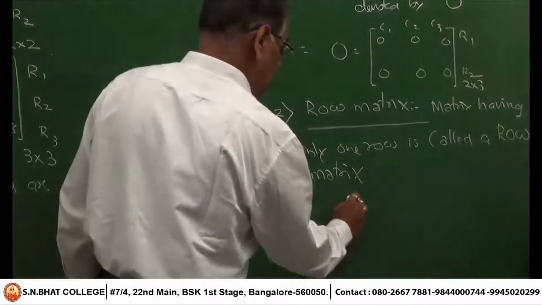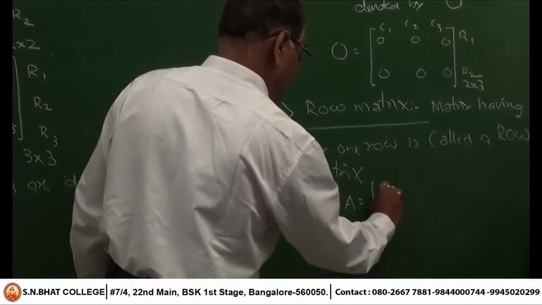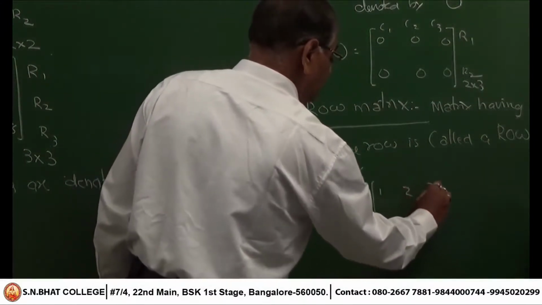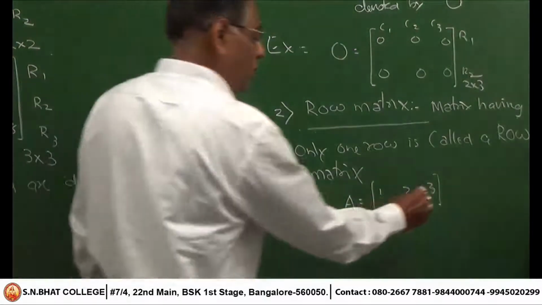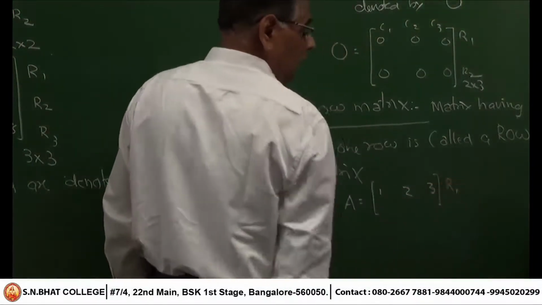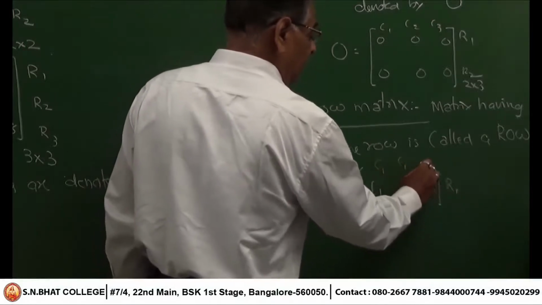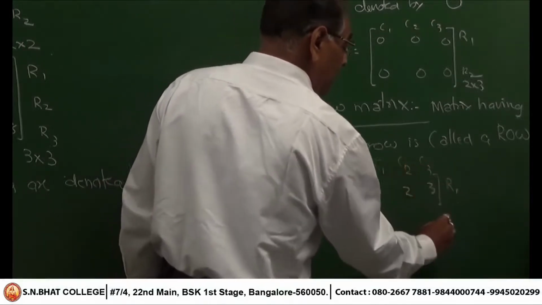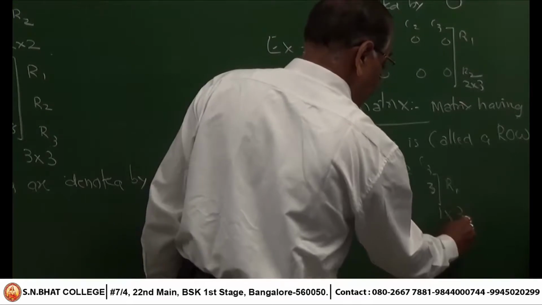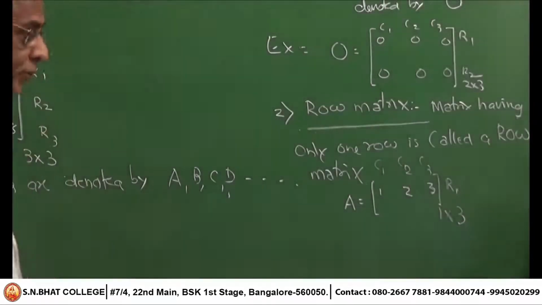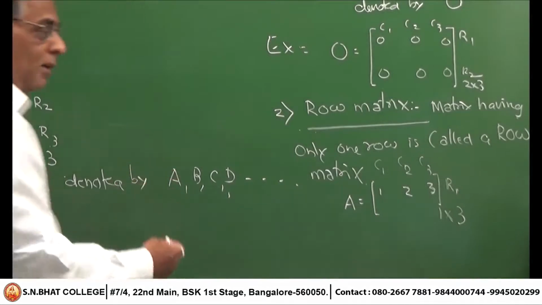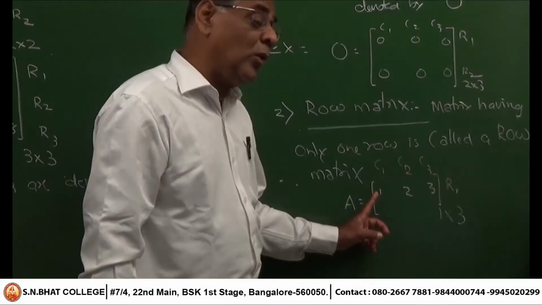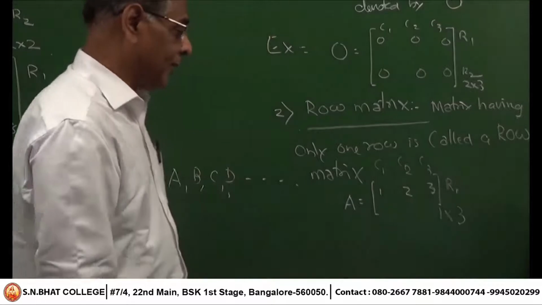Example, A is equal to 1, 2, 3. It is a row matrix because it has only one row, and the columns are C1, C2, C3. Therefore, the order of this matrix is 1 cross 3. It has 1 row and 3 columns. It may have any number of columns, but it should have only 1 row. It is called a row matrix.